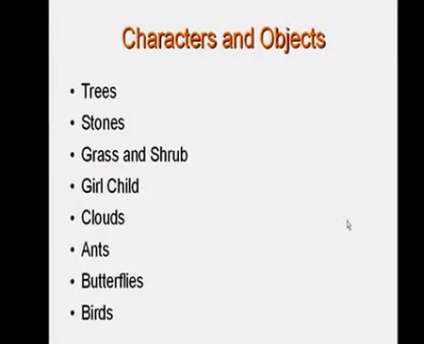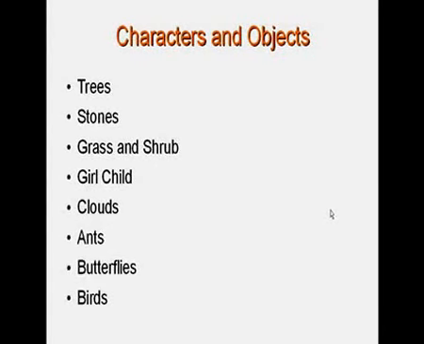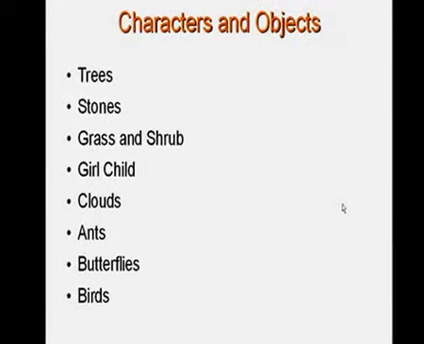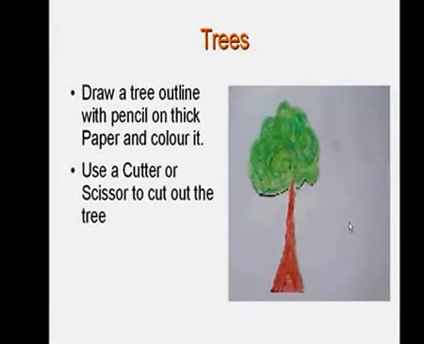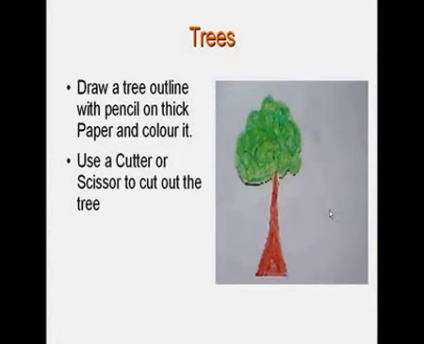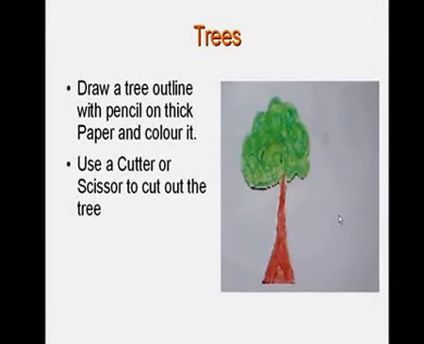Okay, the characters here are trees, stones, grass and shrub, a girl child, clouds, ants, butterflies, and birds. You can see a tree drawn with a pencil and colored with the crayons. You can even use a color pencil to color the object.